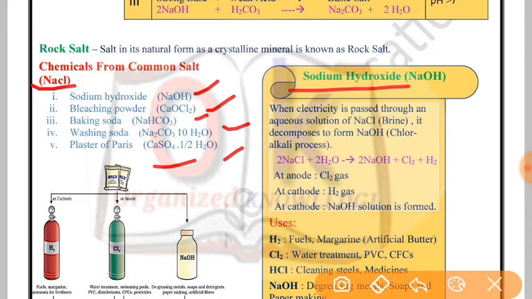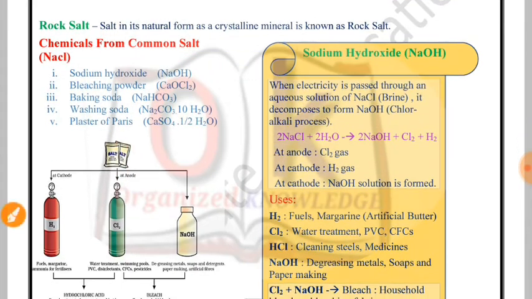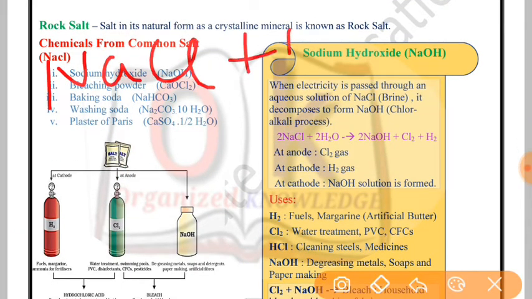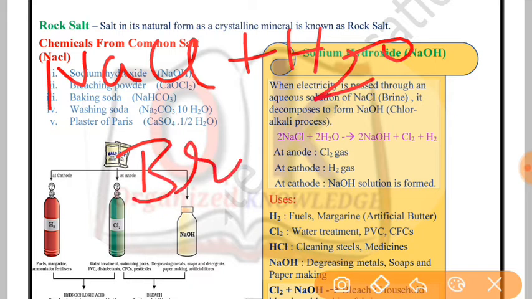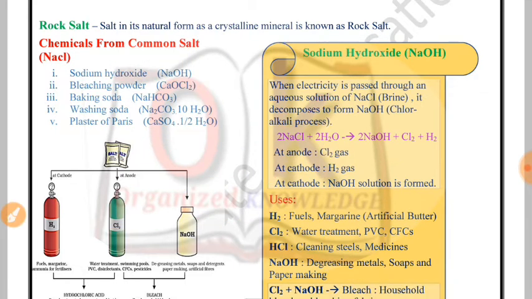First is sodium hydroxide, formula NaOH. And how is NaOH formed from NaCl? What happens when electricity is passed through an aqueous solution of NaCl? Aqueous solution of NaCl means NaCl plus water, and this solution is known as brine solution. When this brine solution decomposes on passing electricity, it forms NaOH plus chlorine plus hydrogen gas.